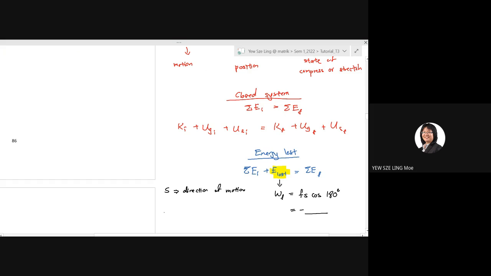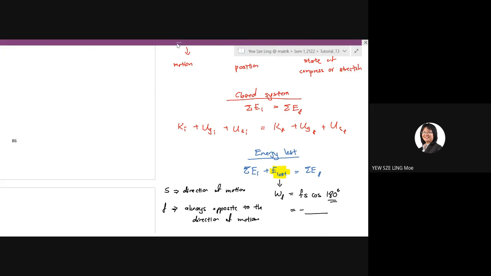And then the way we use to determine the directions of friction is always opposite to the directions of motion. Therefore, F and S, they are always 180 degrees. Okay, they are always 180 degrees.